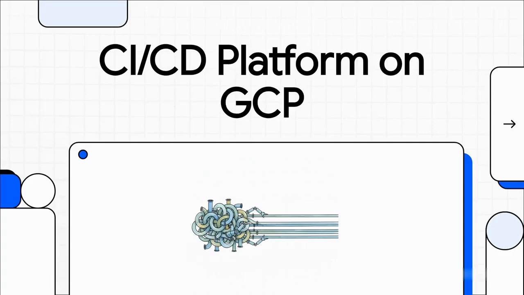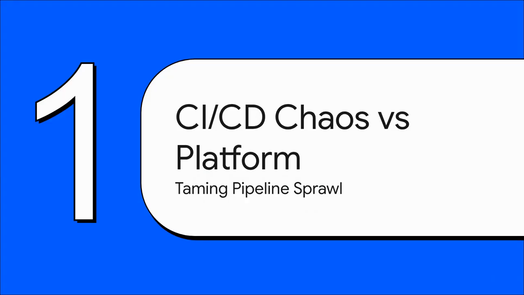So, is your organization just drowning in a sea of totally inconsistent CI/CD pipelines? I mean, if you're the architect who's been tasked with fixing this whole mess, you are in exactly the right place. Today, we're going to build a clear roadmap to standardize your practices on GCP. We're talking about turning that chaos into a streamlined, powerful platform. Let's get into it.